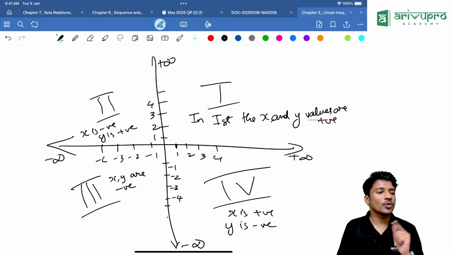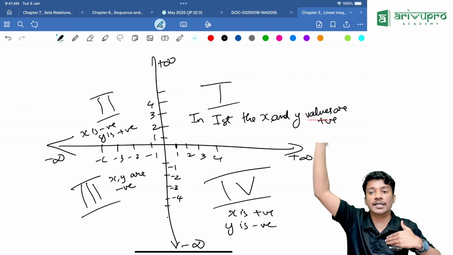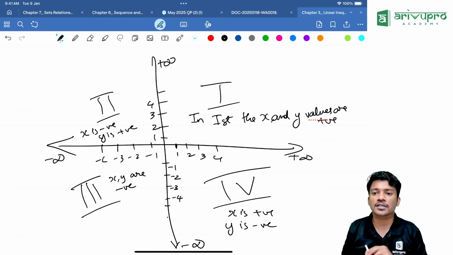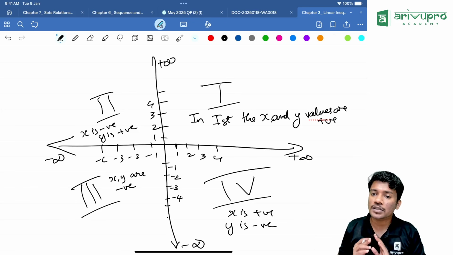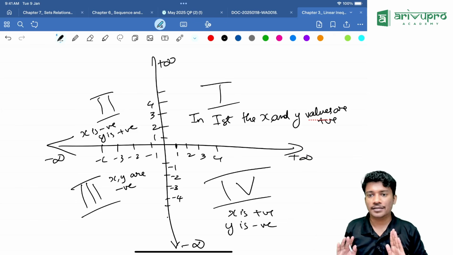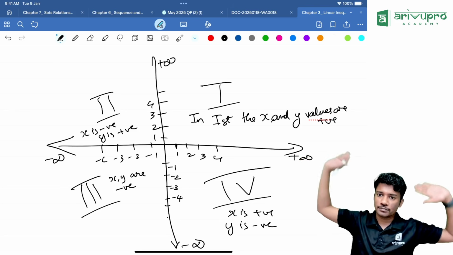So the question which can come in the future, what if they ask a question like this? They will ask, in which quadrant are x and y both negative? Third quadrant. In which quadrant is x positive, y is negative? Fourth quadrant. Now, if you don't remember anything at all, what will we do?